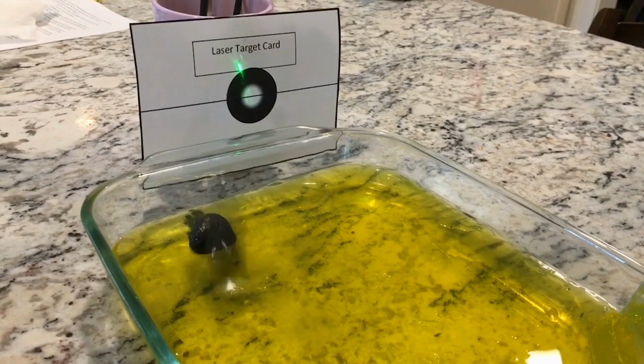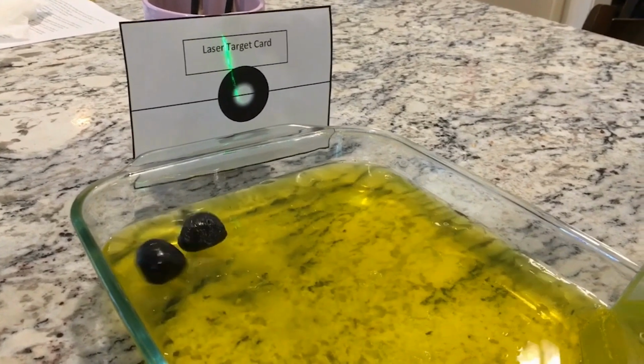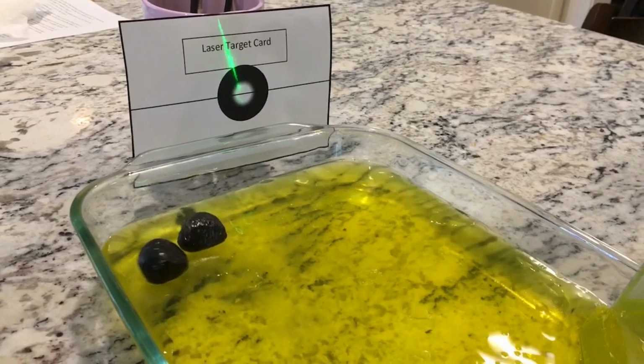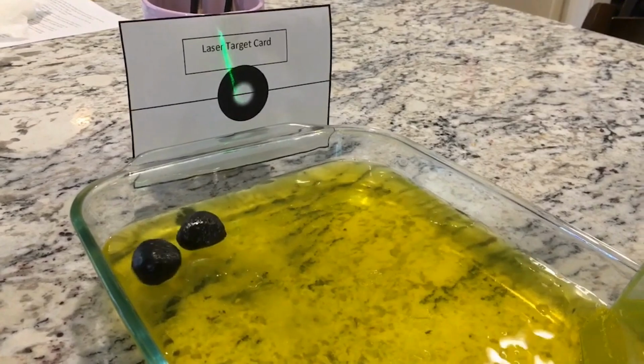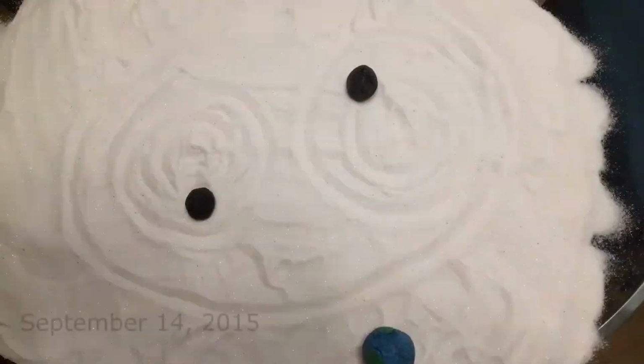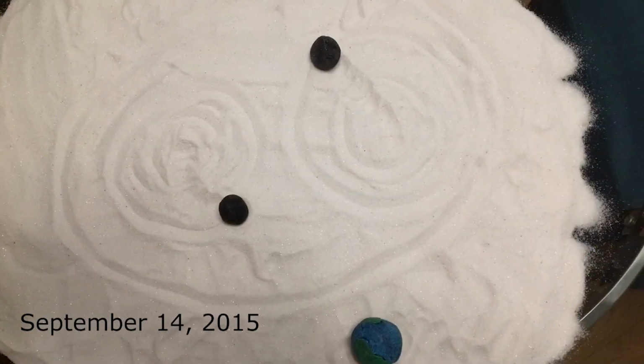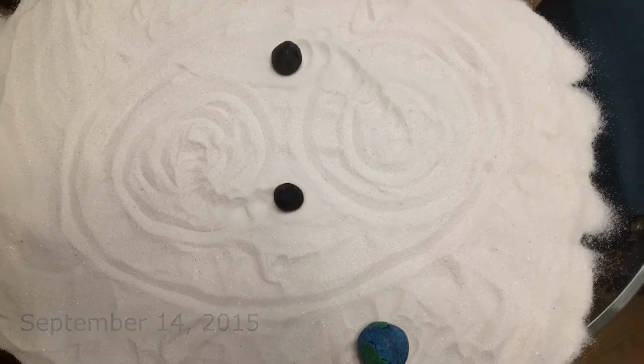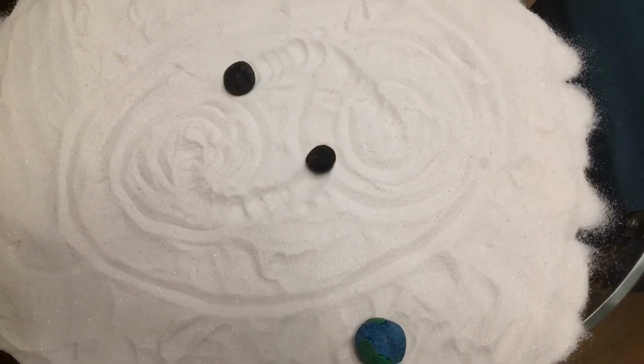When 2 objects collide, they create waves that disrupt the laser. 2 balls are dropped into the gelatin far from the mirror. The light moves on the target card. In LIGO, this disruption would be captured by highly sensitive machines. On September 14, 2015, scientists at LIGO detected gravitational waves for the very first time.